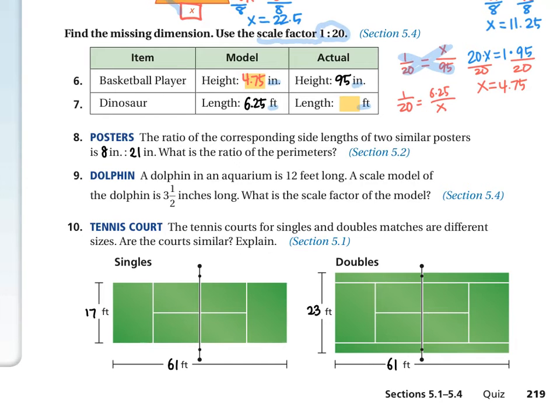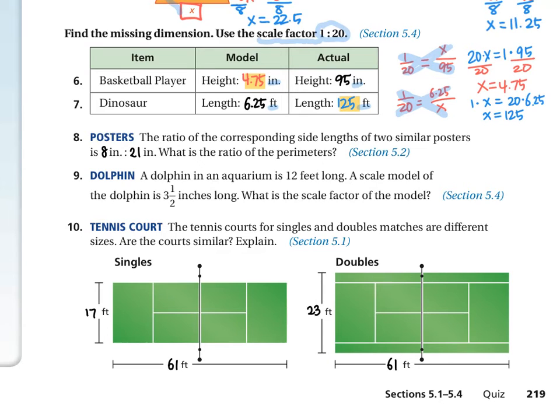And I'm going to repeat the same steps. Now the difference is because the length is on the bottom this time, I'm actually going to have 1 times x equals 20 times 6.25. So when I multiply this, I am going to actually end up with my final answer. And the final answer is going to be 125. So the length of the actual dinosaur is going to be 125 feet.